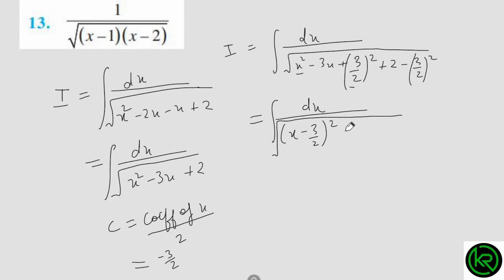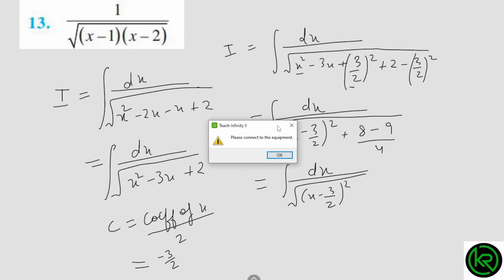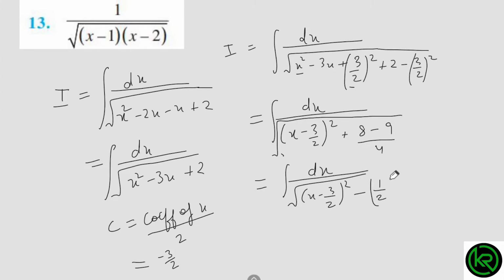And then we are getting 2 to the 4, 4 to the 8, 8 minus 9 upon 2 to the 4. And 8 minus 9 is what, students? Minus 1. So we are forming the formula x minus 3 by 2 whole square, and here 8 minus 9 is minus 1. Minus 1 by 4 we can write minus 1 by 2 whole square, students.